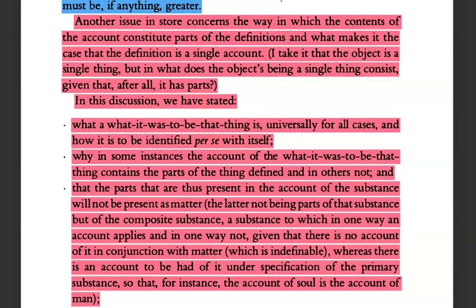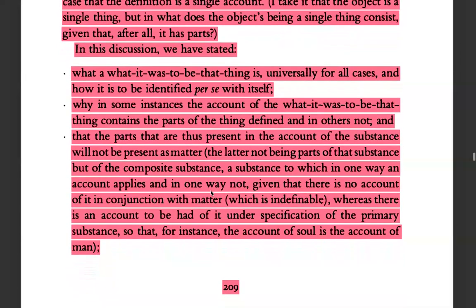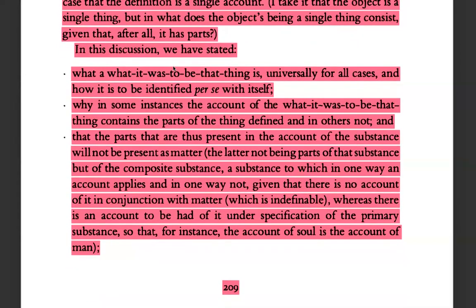Another issue in store concerns the way in which the content of the account constitutes parts of definitions, and what it makes in case the definition is a single account. Let's go down. In this discussion, we have stated what it was to be that thing universally for all cases, and how it is to be identified per se with itself.